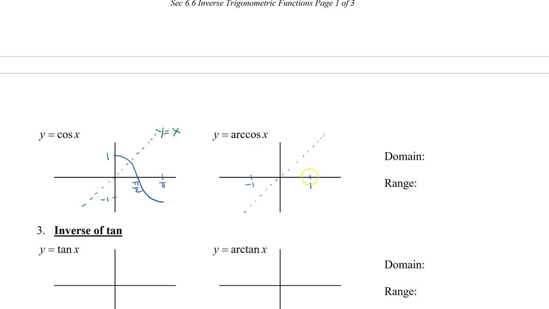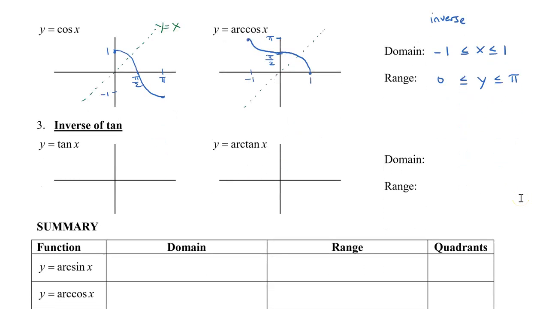Let's draw this one more time. Okay, so this angle here is going to be pi over 2, and then this part here will be pi. So that represents those points here. So the domain of our inverse will be from -1 to 1, and then our range will be from 0 to pi.